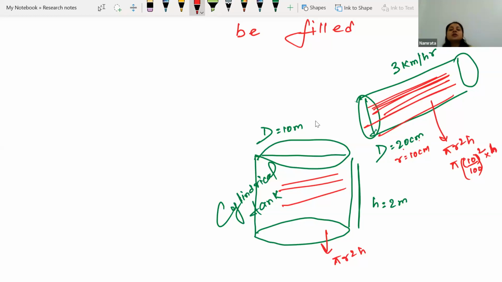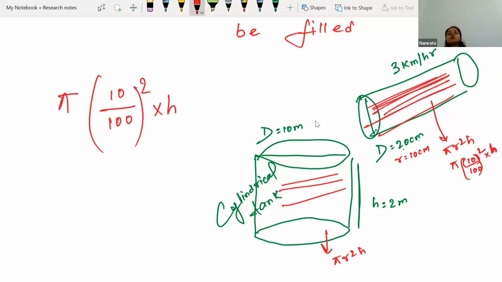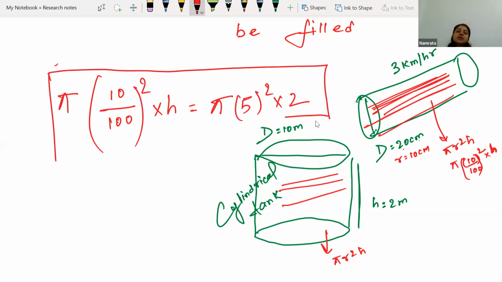We are just assuming the case that when both the volumes will be the same, then our cylindrical tank will be full. That's what we are assuming at first. So we are saying the pipe's volume, that is pi times 10 by 100 square times the height of this pipe, which we don't know, is equal to the volume of this cylindrical tank, that is pi r square h. R is 5 over here, h is 2. This is what we get in the first case by assuming that when both volumes are the same, this cylindrical tank will be full.